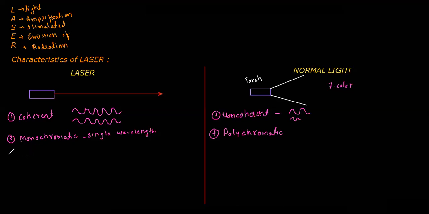And yes, the third one, as you can see from the diagram, is directional. So what does directional mean? As you can see, the laser only travels in a single direction. It's like a pointer. It will not spread or diverge. But as you can see, normal light is non-directional.